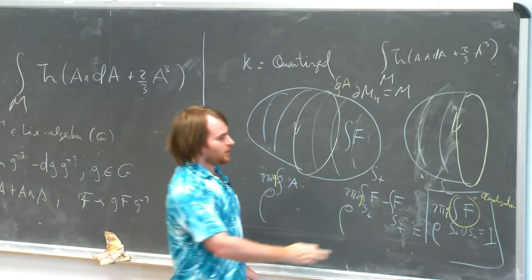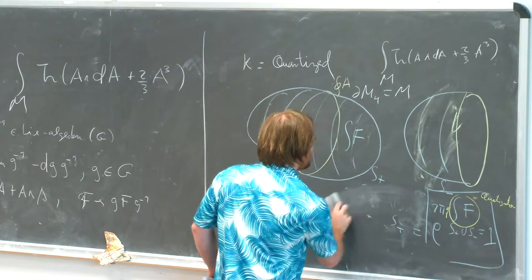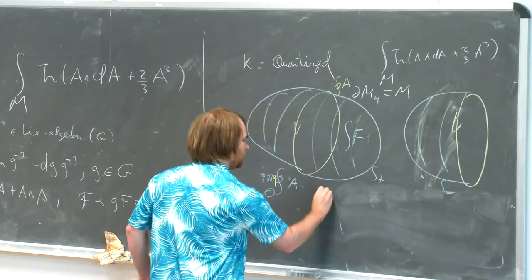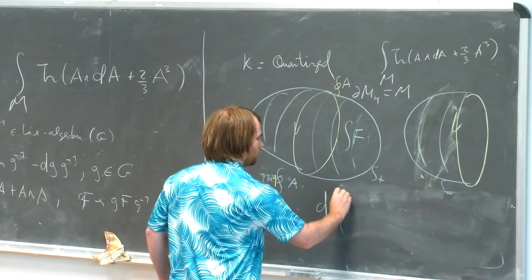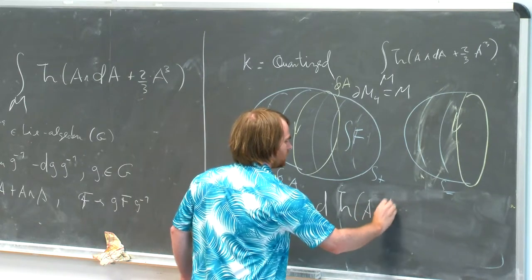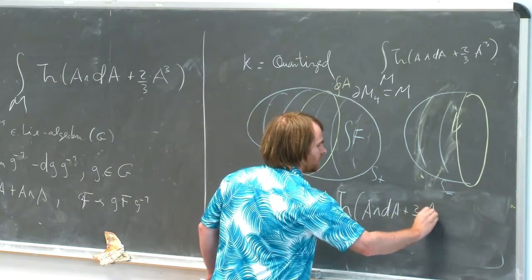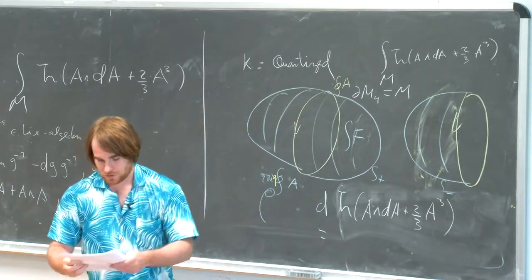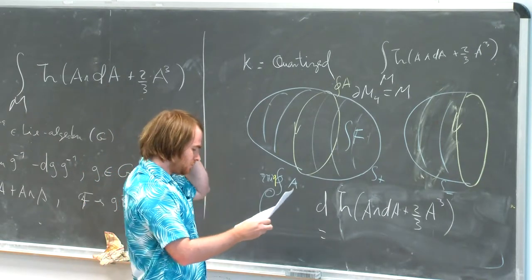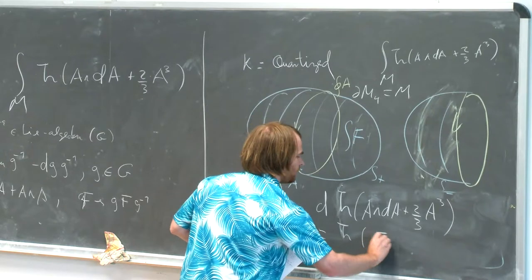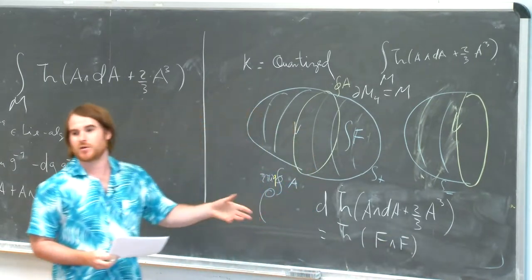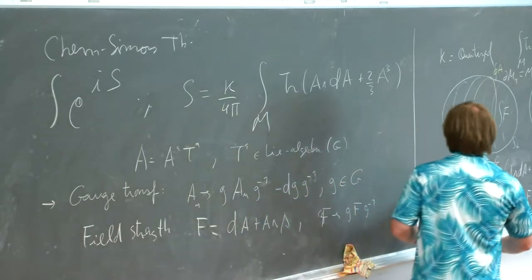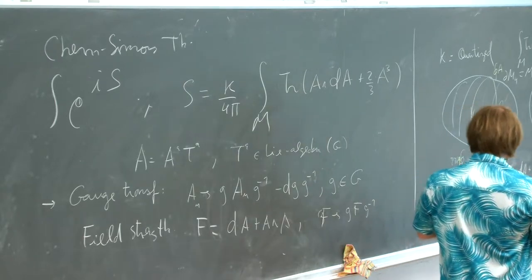And instead of using this F to be quantized, you have to use the fact that d of the Chern-Simons Lagrangian, and I leave it as an exercise because it's really nice, this thing is just trace of F wedge F, and then this thing is quantized depending on the gauge group in a particular way. That's how you find the quantization of K. Okay.